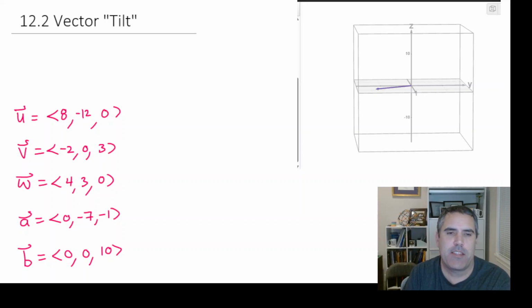Hello there, math fans. As I thought about giving you an introduction to vectors, it reminded me of something that comes up a little later in our course, where students are asked this question where they have to talk about cross products and determine which way things go. And that's later in the course.